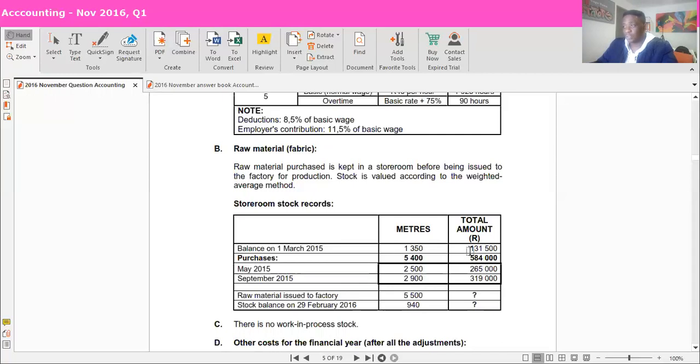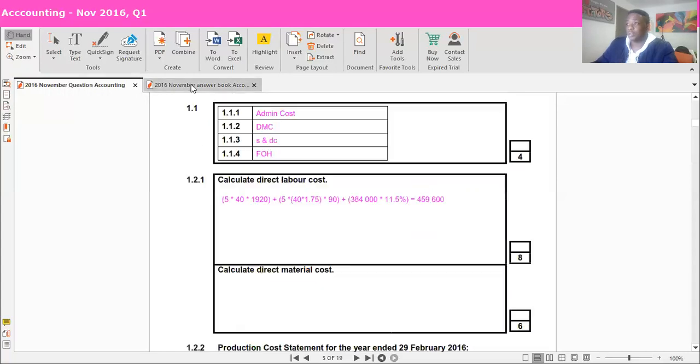This will be easy because you have an opening stock of 1,350 units at a cost of 131,500, and then you have 5,400 purchases at a total cost of 584,000. So if you take these two costs and add them together and divide by the two unit quantities added together, you get the weighted average cost. And then once you have the weighted average cost, you can multiply it by 5,500. So let us do it now.